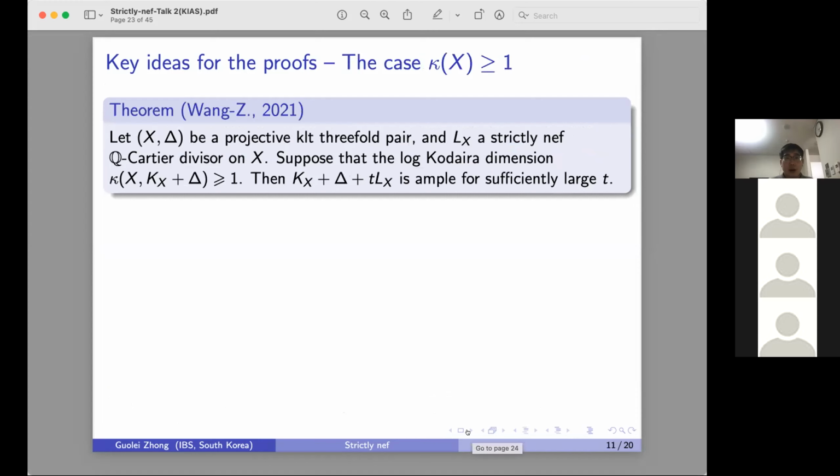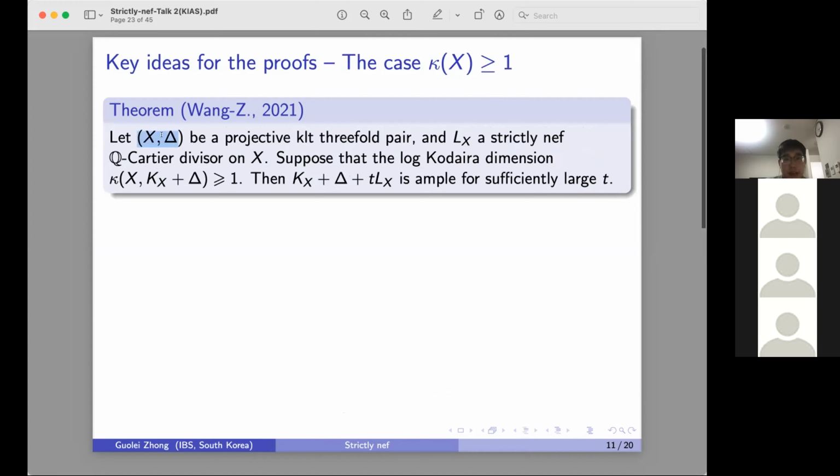Okay, so now we should prove our main theorem case by case. First is the positive Kodaira dimension case. The positive Kodaira dimension case is very clean. In this case, we can prove it in the most general form.